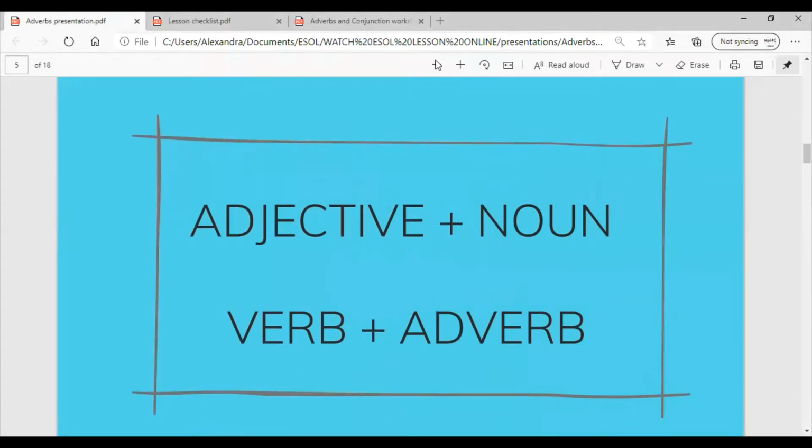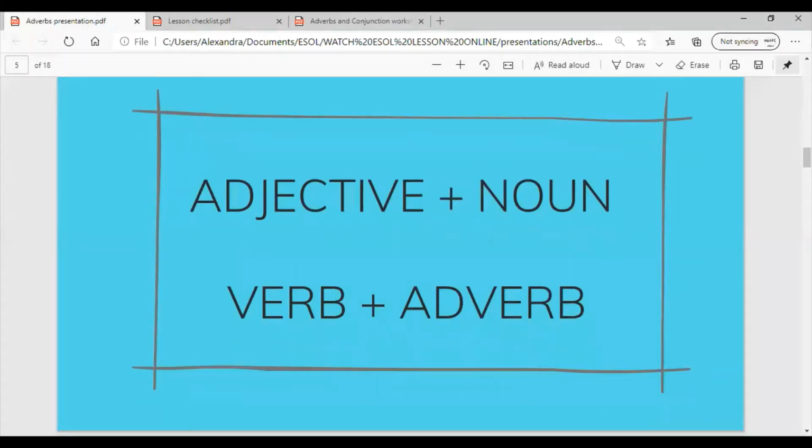So you'll see how an adjective describes a noun and a verb is described by an adverb. So that's a really easy way to differentiate and tell the difference between an adjective and an adverb, is to remember that they describe the noun and the verb.